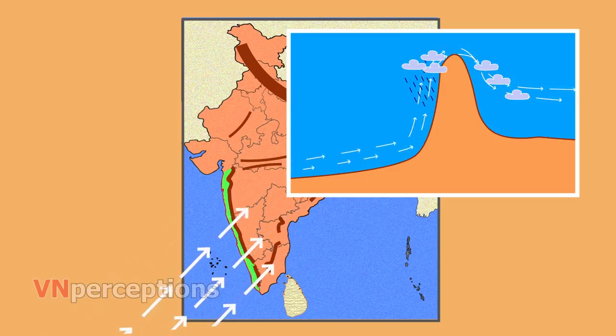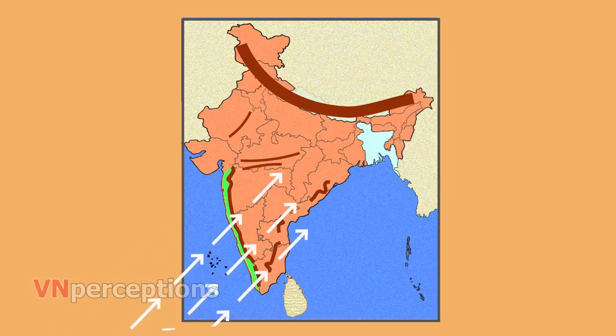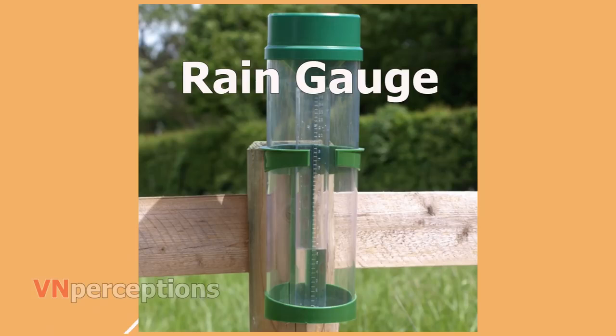When I say 70 centimeters, this is the way we measure rainfall. Rainfall is measured with an instrument named as rain gauge. So whenever there is rain, this instrument is kept in the open, and whatever water accumulates in it, based on the height, it is said 70 centimeters.